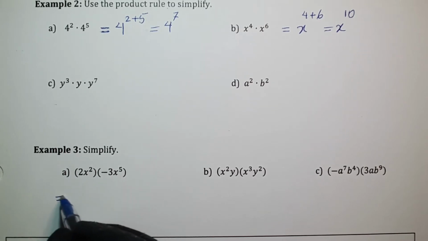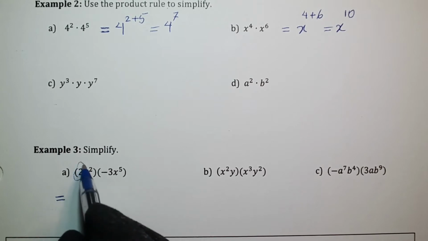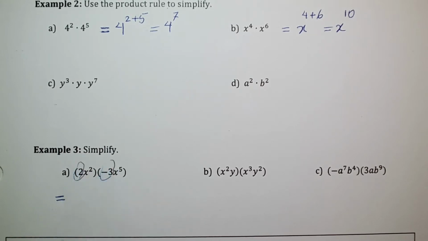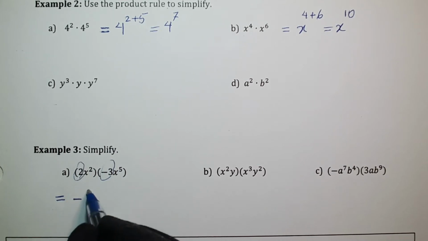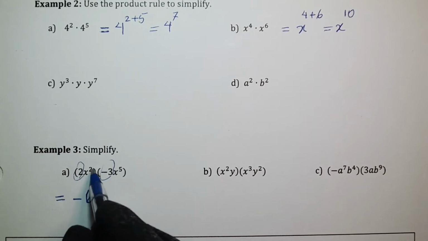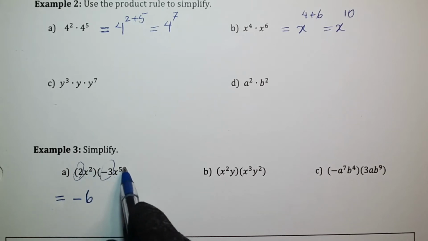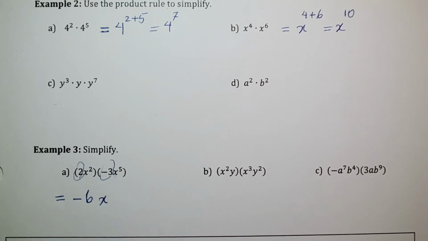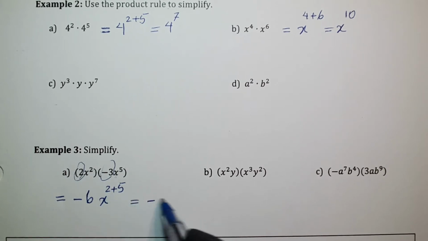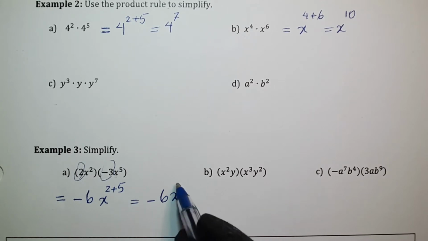To simplify this expression, first we multiply the numbers or coefficients by each other. 2 times negative 3 is negative 6. Now x to the power of 2 times x to the power of 5. The base is x and the exponent is 2 plus 5, which gives us 7. So the final answer is negative 6 x to the power of 7.